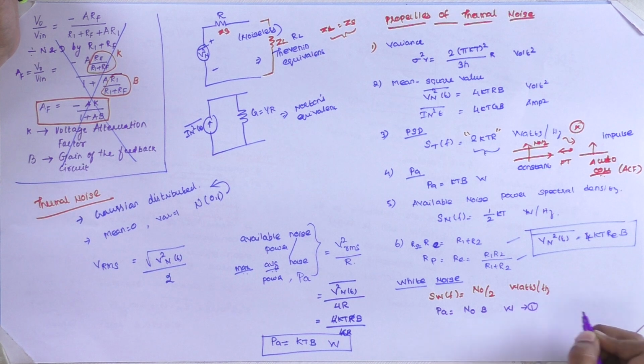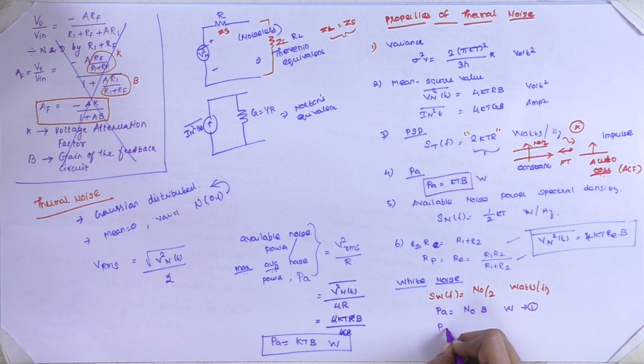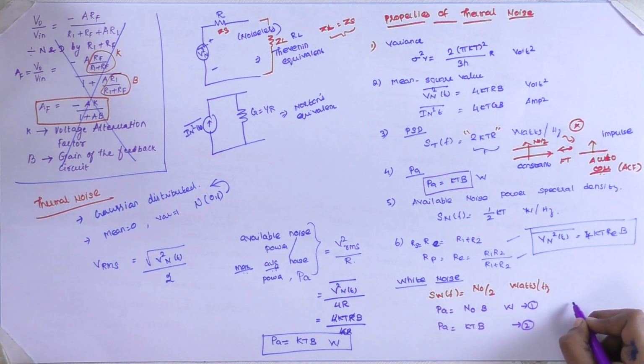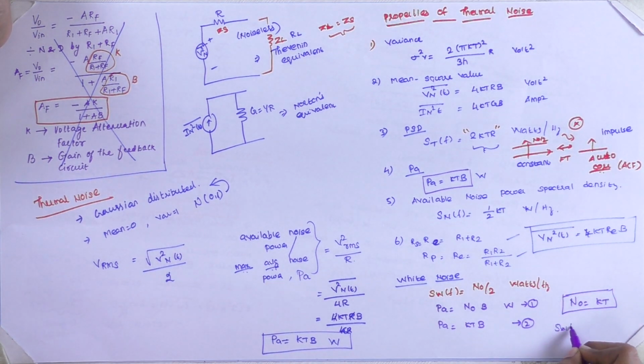This is equation number 1. Our noise term is equal to KT into B for thermal noise. This is equation number 2. So, by equating both 1 and 2, N0 is equal to K into T. Therefore, SW of F can be rewritten as KT divided by 2.